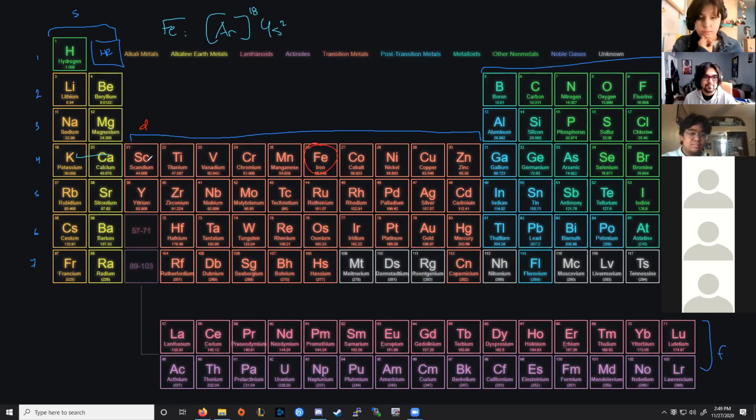And then 3d6. Okay. So we always base our quantum numbers on our last one. So when doing that, we have N, L, ML, and then MS.